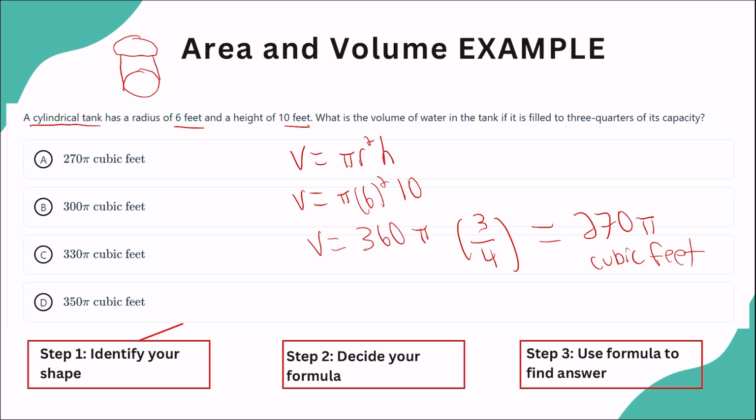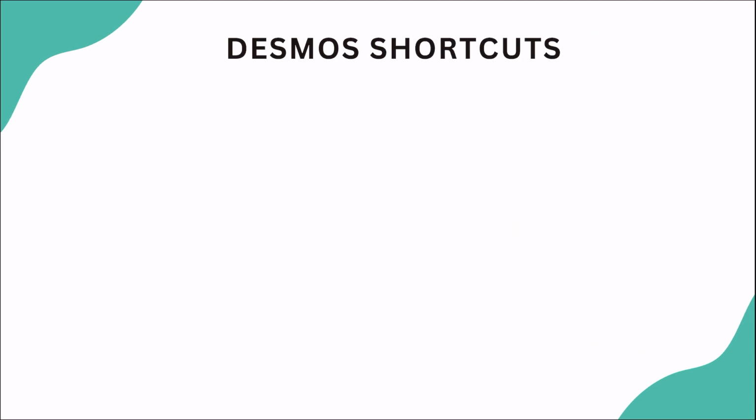Lastly, make sure you read for things like this, the 3/4 of its capacity, because they're going to try to trick you on these since there's not that much complexity. They'll try to add their own complexity in ways like that. So this one isn't going to be the most useful Desmos use case, but sometimes it can be useful, so keep it in the back of your mind.